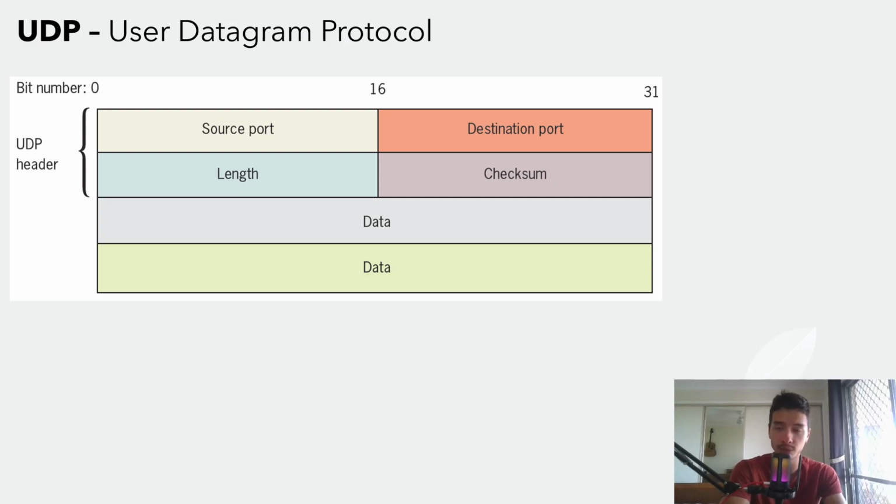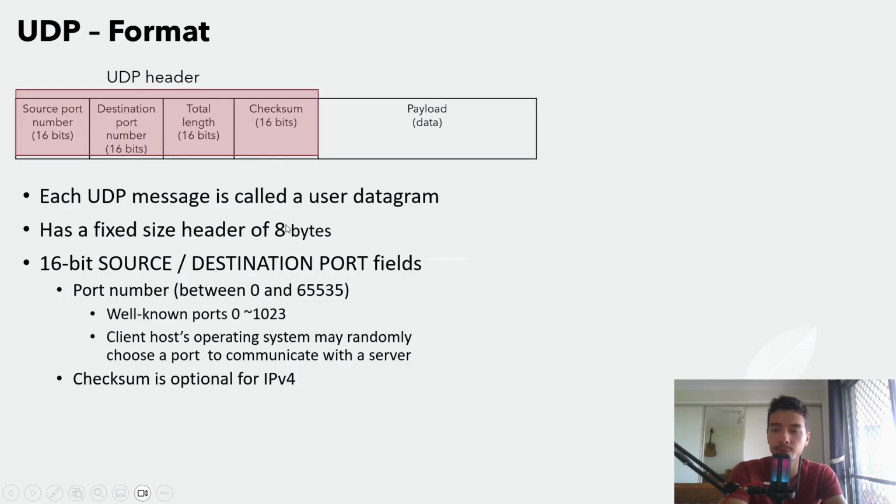So the User Datagram Protocol. This is what the header looks like. You have a different sort of setup here. It's much more simple. So there's not much to it. Source port, destination port, length, checksum, payload. Each UDP packet, called a user datagram, has a fixed header of 8 bytes. You've got the source and destination ports, which are 16 bits each. You have the port numbers, etc. We went over that. Checksum is optional for IPv4.